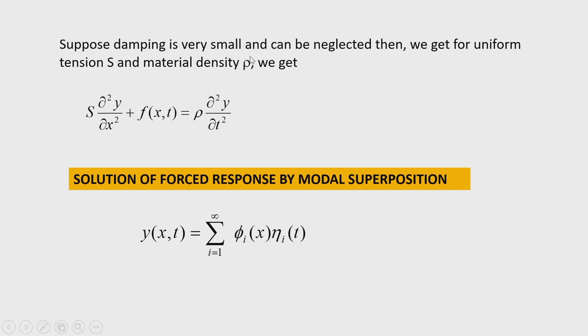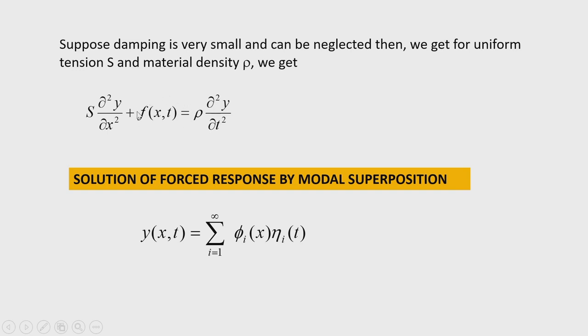And so neglecting damping and taking tension S as uniform and material density rho as constant, we can write the equation of motion of the forced vibration of the string as S into ∂²y/∂x² plus F(x,t) equal to rho ∂²y/∂t². So you can see this is the inertia force and this is the externally applied load, and this force is coming due to the elastic restoring force. Okay, so we have to solve this partial differential equation. Here you will find additionally the F(x,t), that is the distributed forces appearing in the equation.